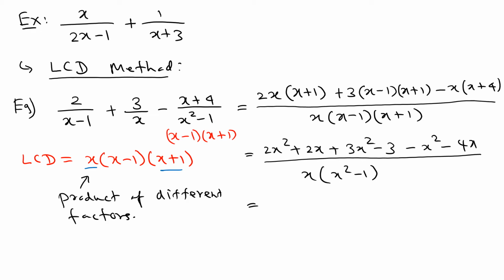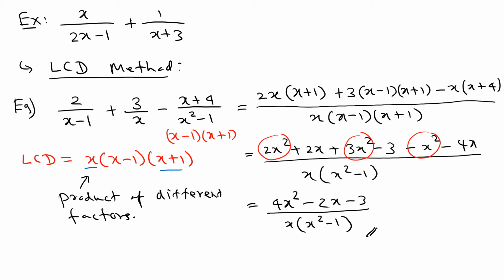Now you're going to simplify. If you look at the x squared terms, we have 5 and minus 1, so 4x squared. Similarly, 2x minus 4x is minus 2x. And the number is negative 3. And then you can see that there are no more factors. If there are common factors, you have to cancel, but unfortunately there are no common factors, so we can leave it like this.